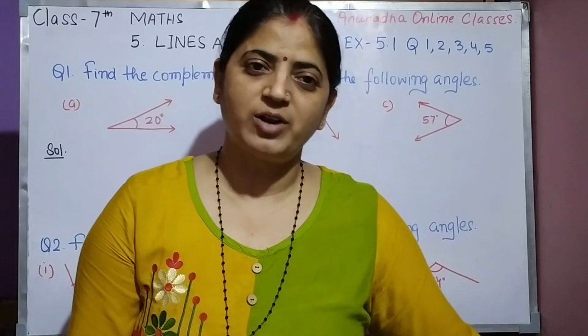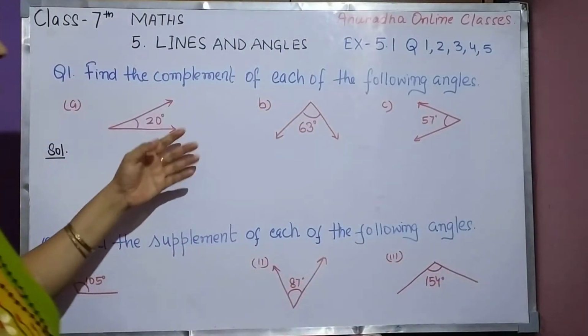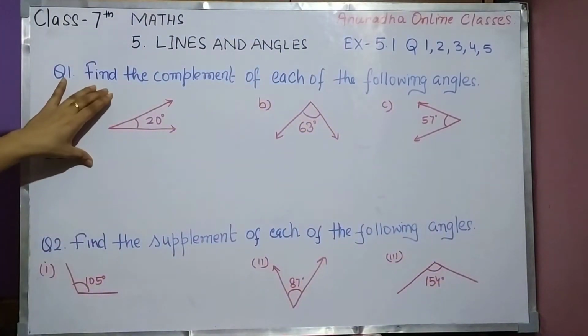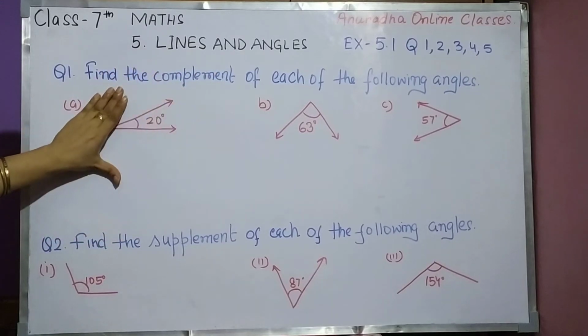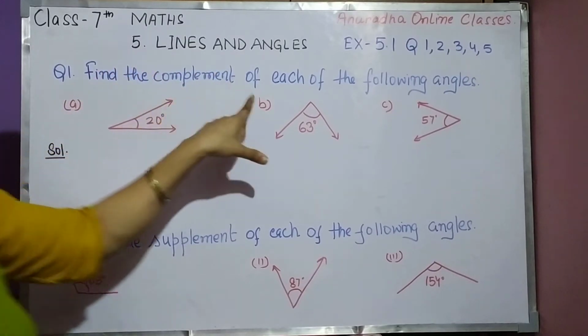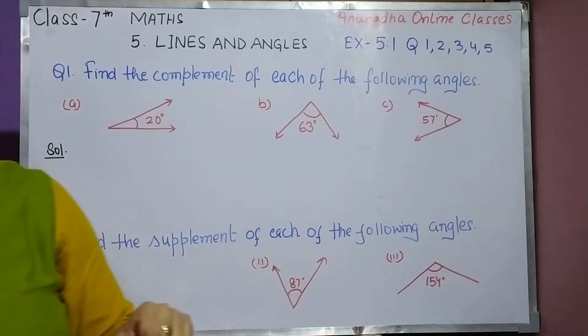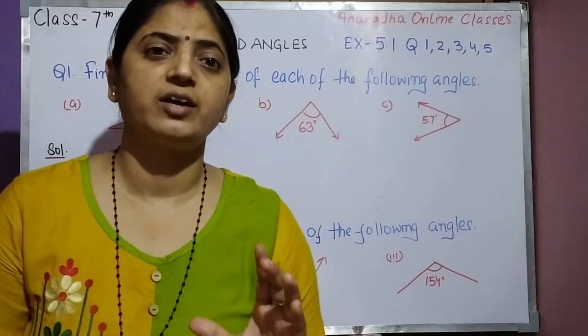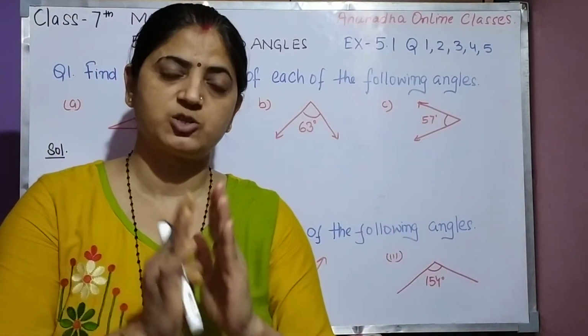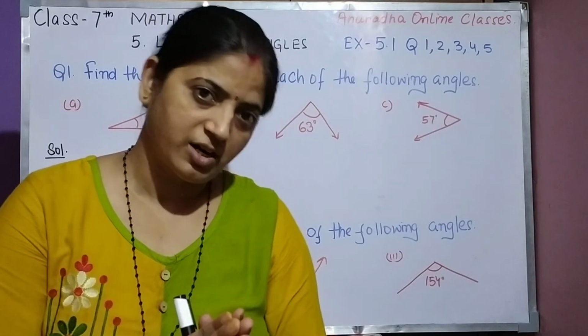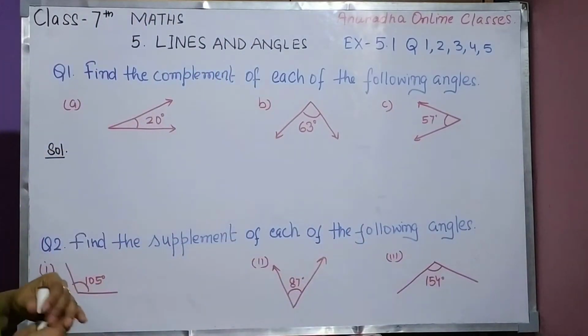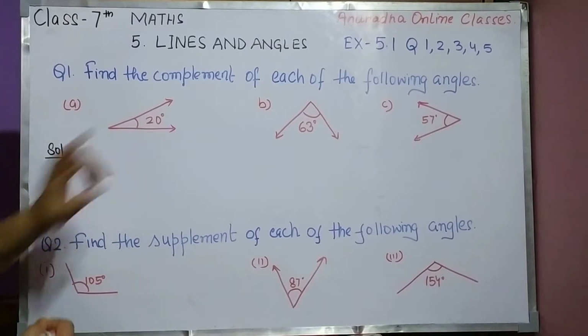Okay children, so let us start this one chapter, exercise 5.1. The very first question is find the complement of each of the following angles. I told you complementary angles क्या होते हैं? Sum of two angles must be equal to 90 degree, right? Now see, first angle they have given what, 20 degree.